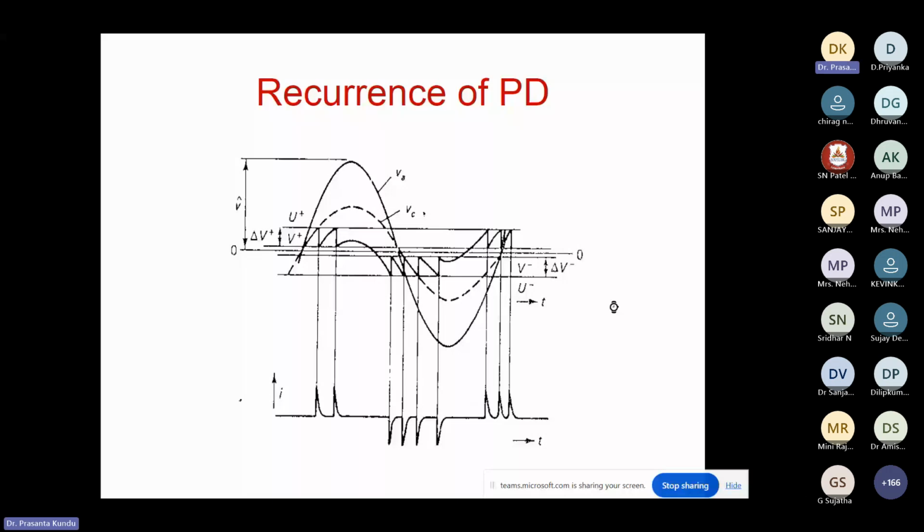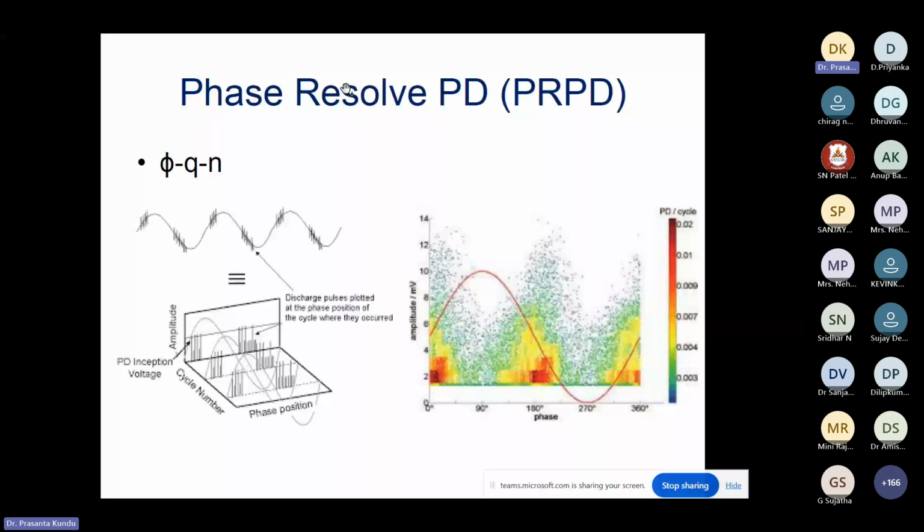Now, this is the basics of it. If you go a little bit more advanced in partial discharge measurement, the very commonly known method for partial discharge measurement and pattern classification, where AI/ML techniques are well adapted to classify partial discharge, is the phase resolved PD, also known as PRPD. This is called the phi-q-n pattern.